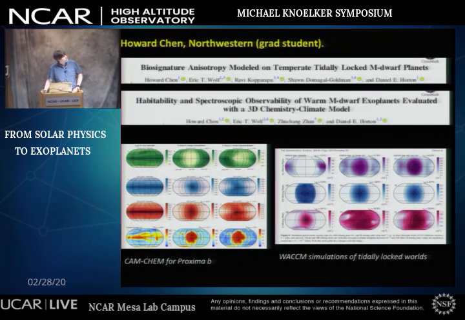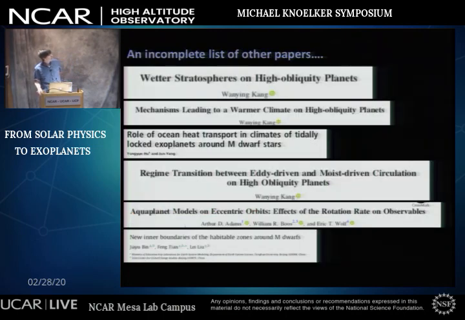Howard Chen, who's a very talented grad student at Northwestern, and I think also was a student of Jim's, has been using WACCM, if anybody here is familiar with WACCM, to do some of the first coupled photochemistry studies of terrestrial planets around M dwarf stars. And then an incomplete list of other papers looking at high obliquity planets, ocean heat transport, aquaplanets on eccentric orbits, et cetera. So this is a very incomplete list. There's even more papers out there.